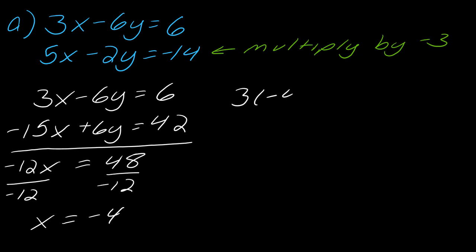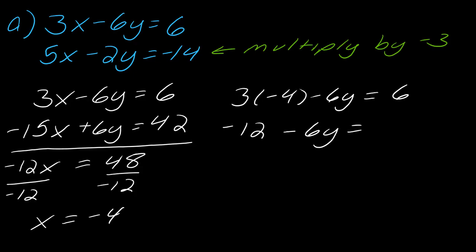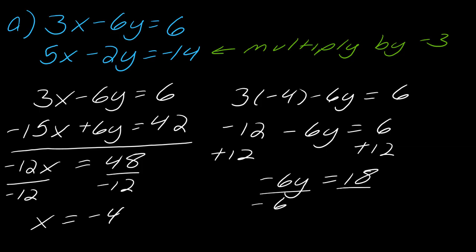So I get 3 times -4 minus 6y equals 6. This is -12 minus 6y equals 6. I'll add the 12 to each side to get -6y equals 18. Divide both sides by -6 to get y equals -3. So my solution in this case, I'll write it up here at the top: -4, -3. And once again, you can always plug that back into the equations just to check it, but that's the idea there.